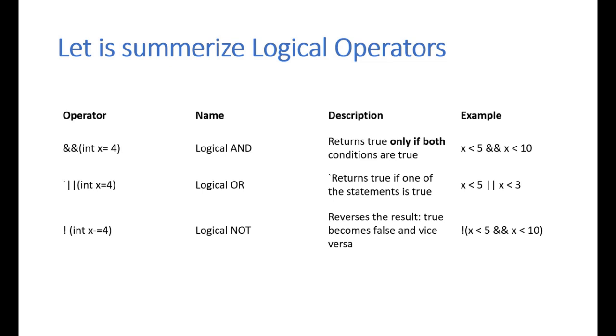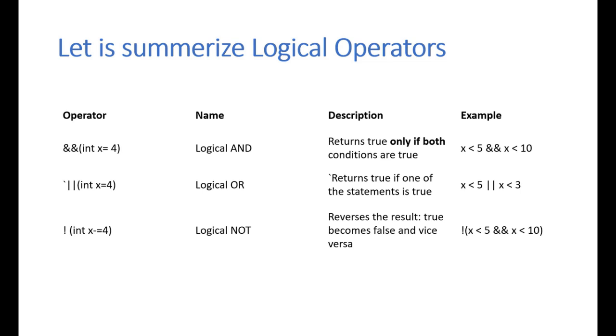In a similar way, if any of the conditions is true, I come up with the true result, for which I can use the OR operator. Suppose my value of x is 4 and it is less than 5 or x is less than 3. If any of the conditions is true, then the true result gets displayed. So here I will use the OR operator.